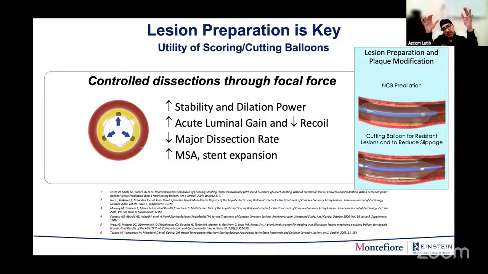But more just in a very simplistic way, if you think of inside the artery, you have all this neointimal hyperplasia, right? And when you use a normal balloon, what are you doing?